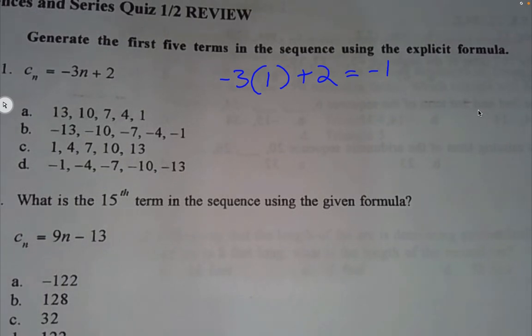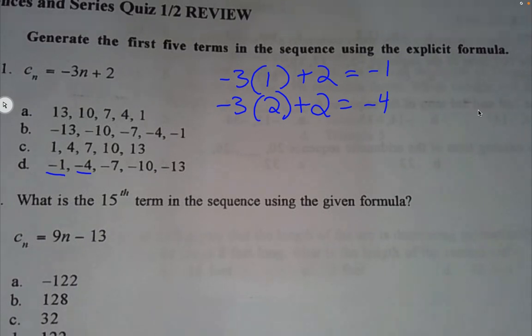Okay? And then I'll just go ahead and do one more. If I was trying to find the second term, I would plug in the number 2. And I would get negative 4. So see how it's matching this order right here? So it's D. And then do I need to keep going?